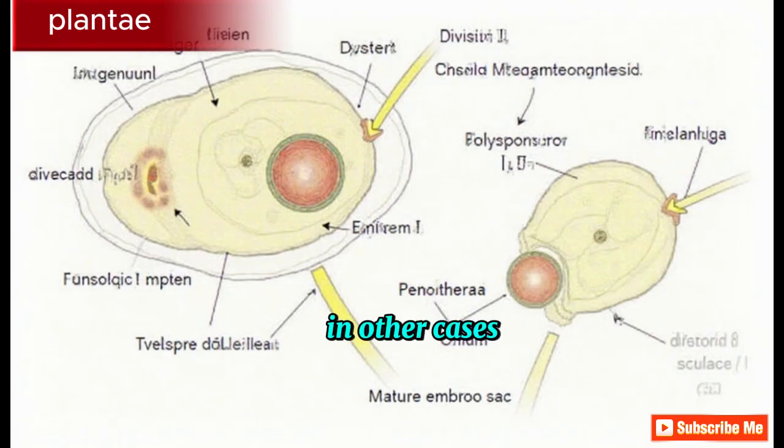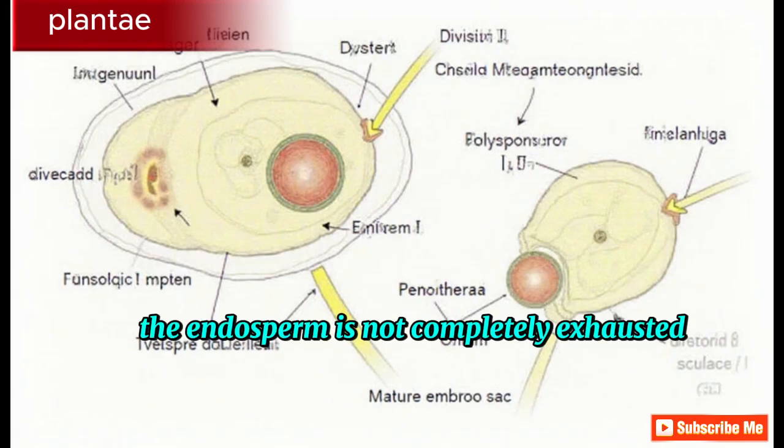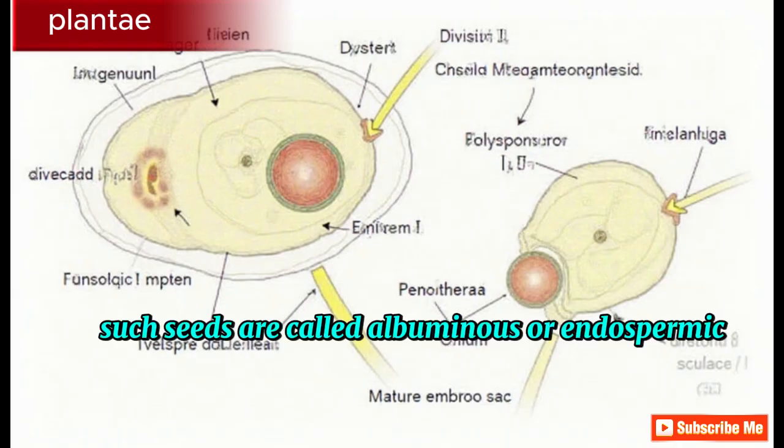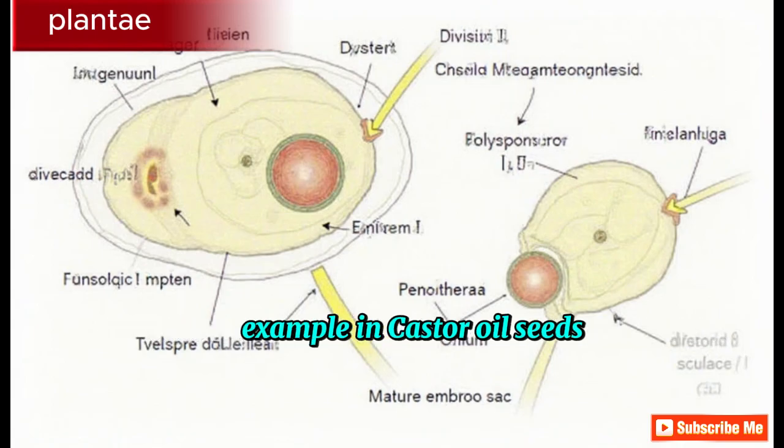In other cases, the endosperm is not completely exhausted by the developing embryo. Such seeds are called albuminous or endospermic. Example: castor oil seeds, grasses.